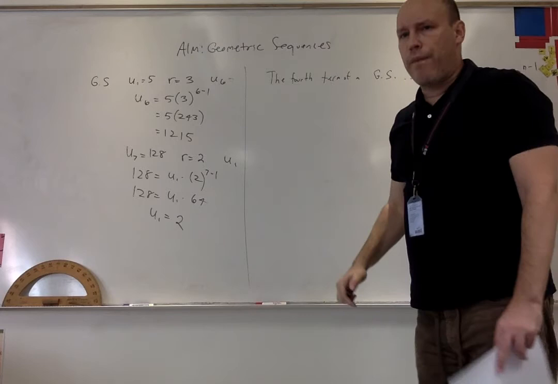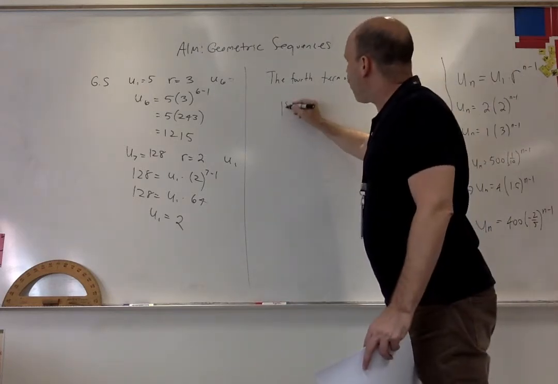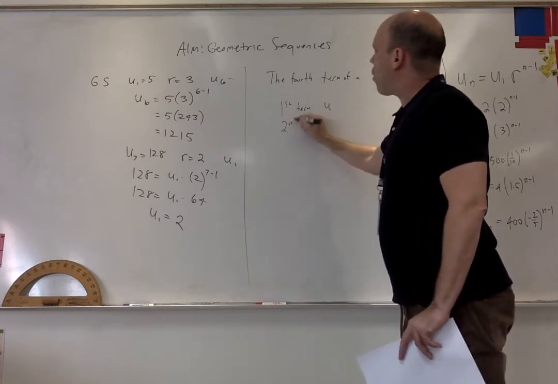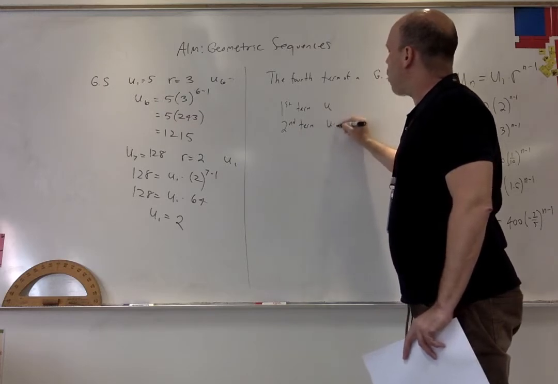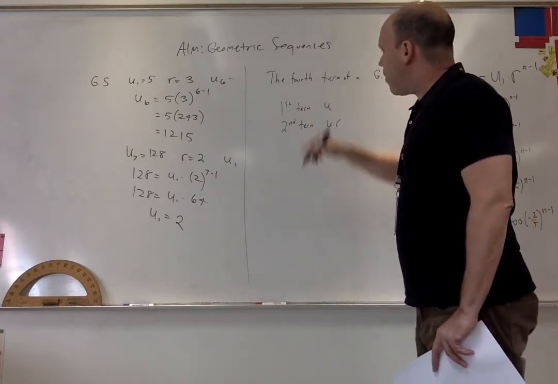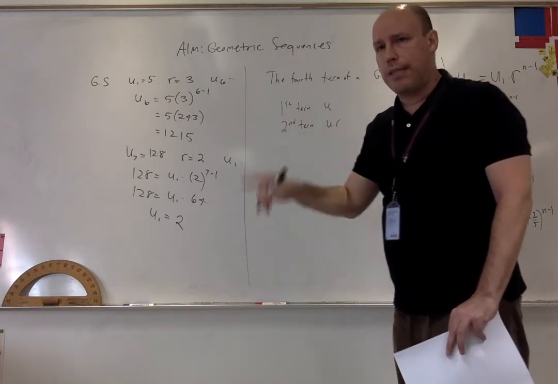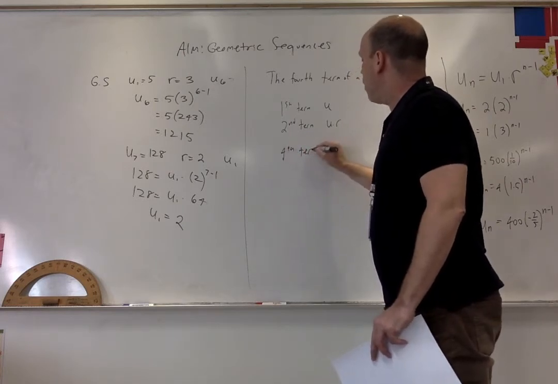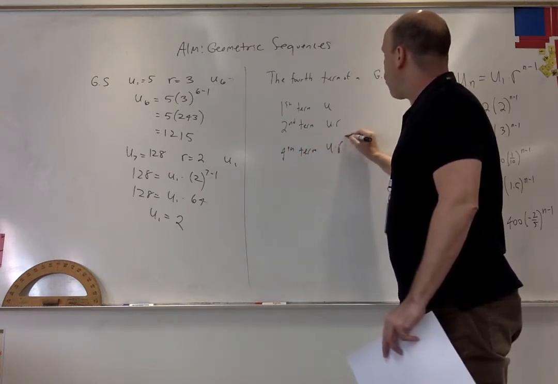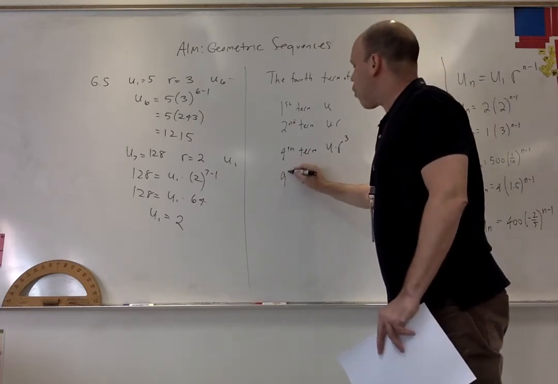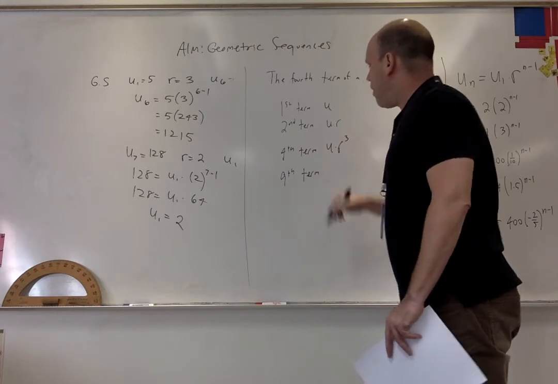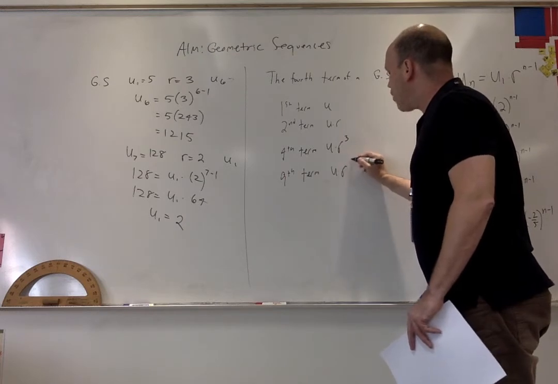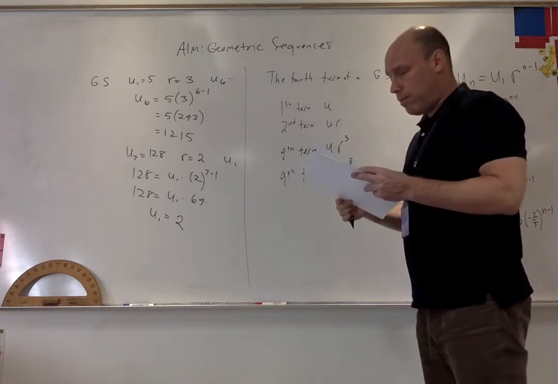What is the fourth term of a geometric sequence? Well, what's the first term? The first term is u. What's the second term? The second term is u times r. So if someone says the fourth term of a geometric sequence is, immediately you're going to say, oh, you know what? The fourth term is u times r to the third. What's the ninth term of a geometric sequence? You say, okay, stop. The ninth term is u times r to the eighth, right? Little thing.